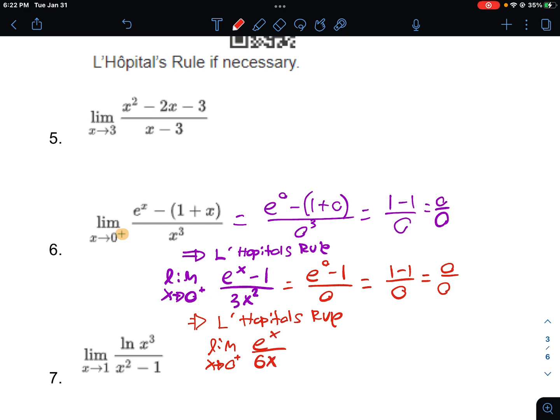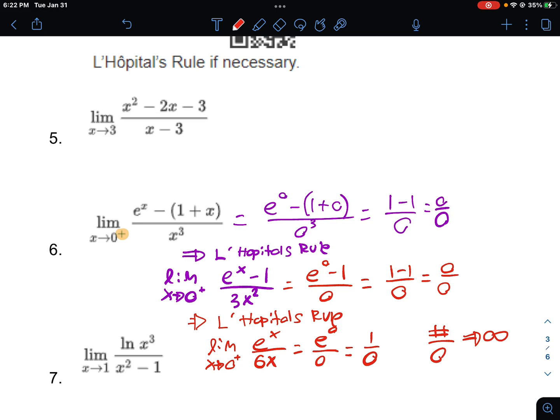Now, when we plug in 0, we end up getting e to the 0 over 0, which is going to give us 1 over 0. And as you guys know, when we get a number over 0, this means that we are approaching infinity.